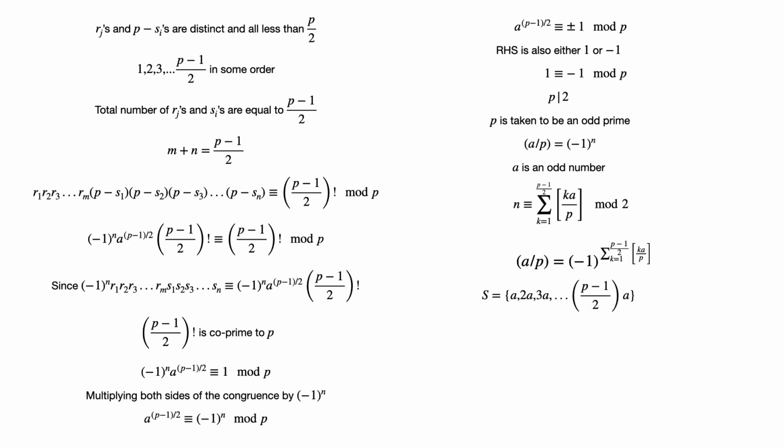We begin by recalling the set S equals {a, 2a, 3a, all the way up to ((p-1)/2)a}. Now, subjecting each element to the division algorithm with p, we see that ka equals qk times p plus tk, where tk is either some Rj or Si. This is true for each k between 1 and (p-1)/2 inclusive. With the aim of trying to find a general expression for each qk, we divide both sides of the relation by p, yielding ka/p equals qk plus tk/p.